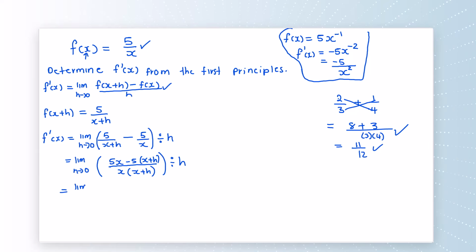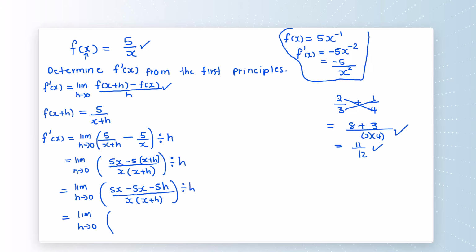Equals the limit as h tends to 0. We go ahead and multiply. 5x minus 5 multiplied by x is going to be minus 5x. Minus 5 multiplied by h is going to be minus 5h. Lovely. If you want, you can multiply the denominator as well, but let me just leave it. x plus h, divided by h.